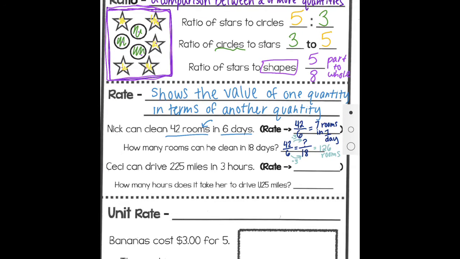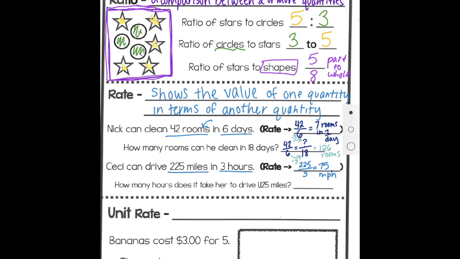And then the other example that we have here for a rate is miles per hour. So we have Ceci can drive 225 miles in 3 hours. We write that as a rate. 225 miles in 3 hours. We can simplify this to get a unit rate. So 225 divided by 3 ends up being 75, and this, miles per hour, is her speed.